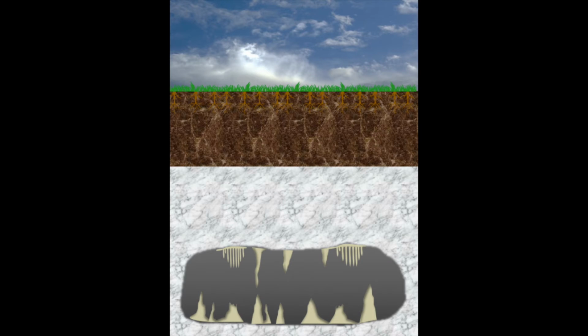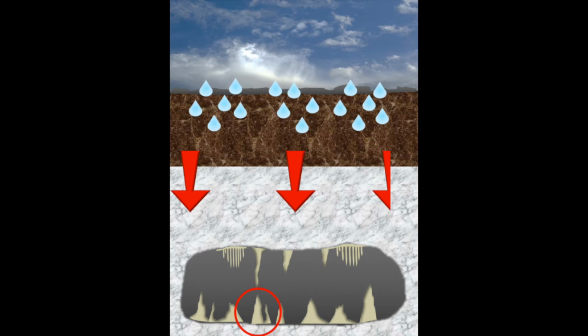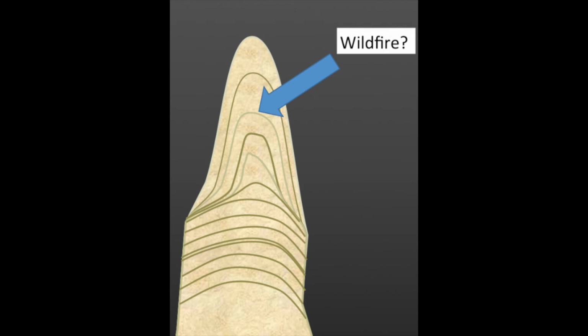The question we are trying to answer is, if there is a wildfire, is there a fire signature in the soil that can be transported by water into the cave and deposited on the stalagmite? If we can identify this signature and date the layers, we will have a record of past wildfires.